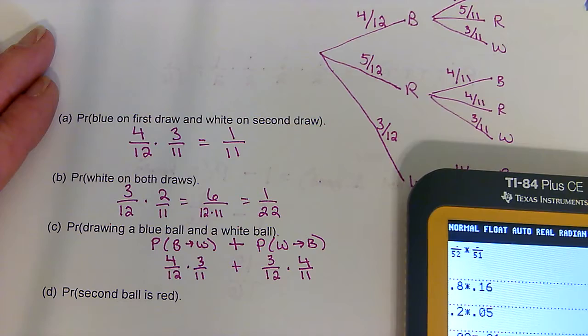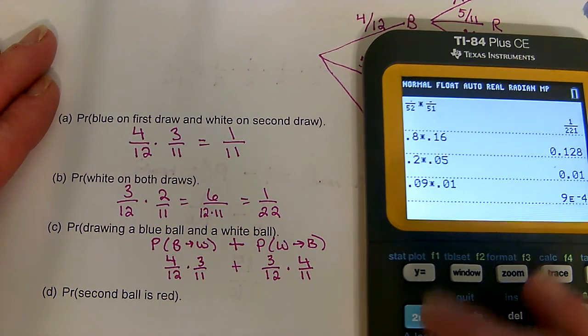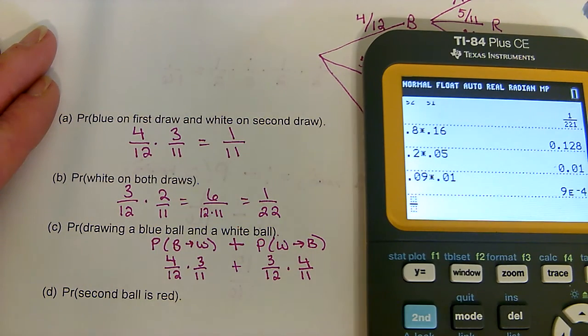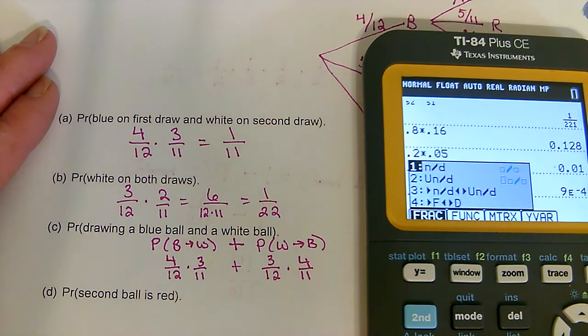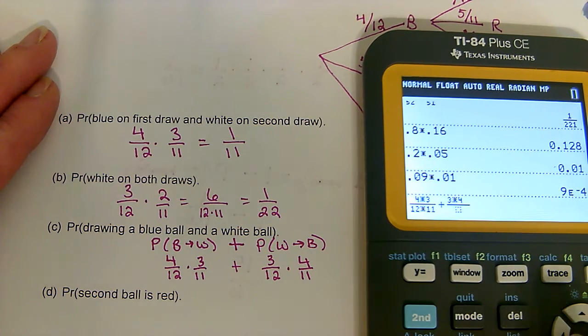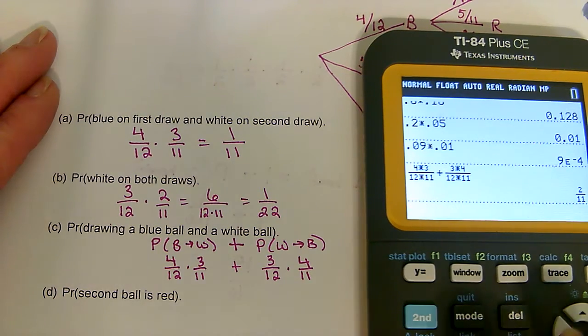And I'm actually going to use my calculator for this, and I'll show you a neat little trick. I can do the 4 times 3 over 12 times 11 plus 3 times 4 over 12 times 11, and I get 2 out of 11.